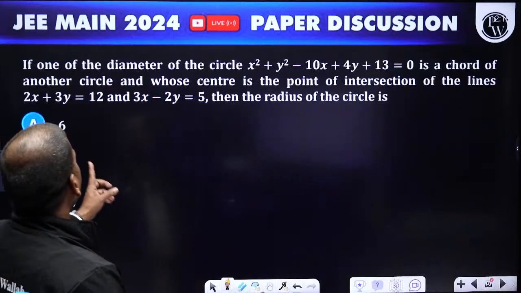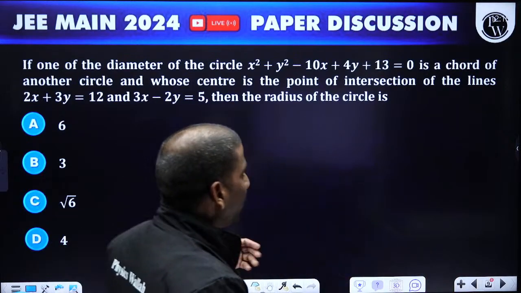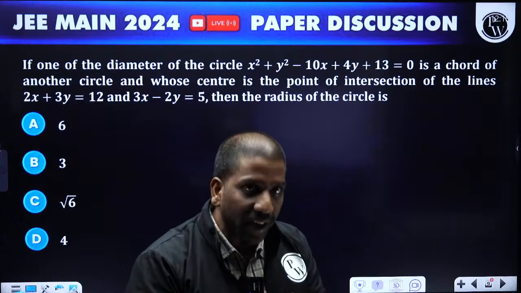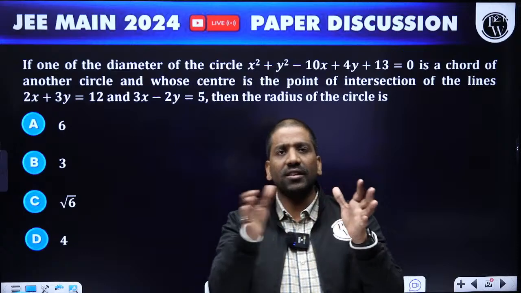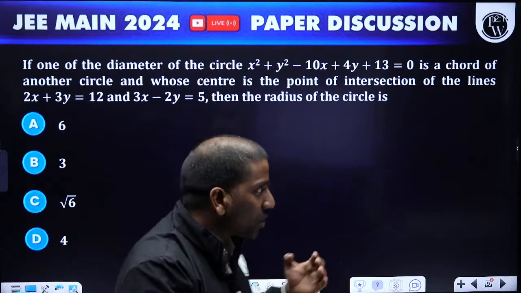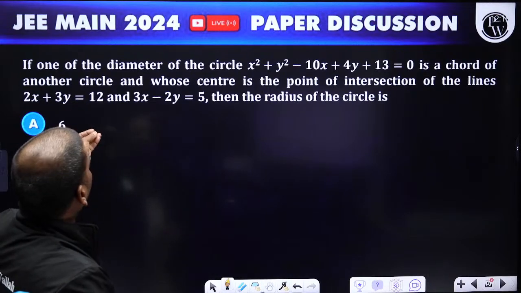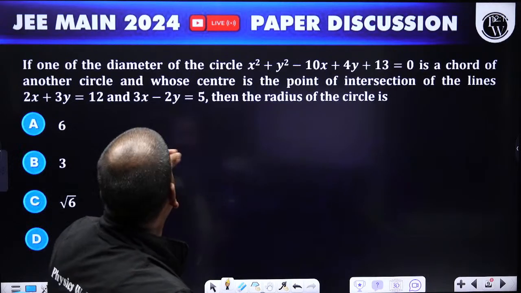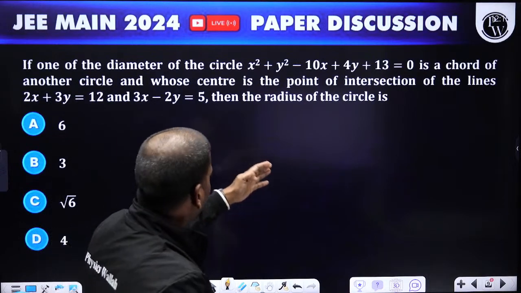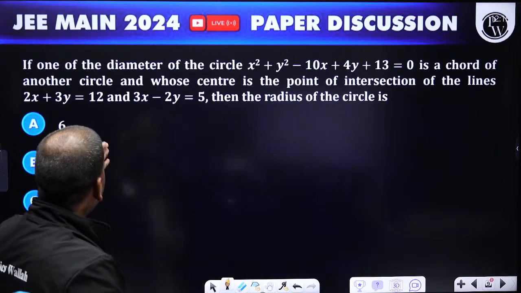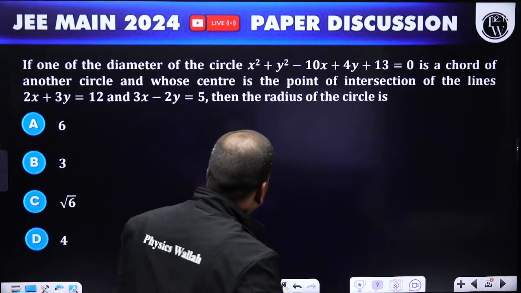Next. Now the question from circles, right? In circles, first we need to understand the given data, visualize if it is possible, then take a course of action. These are the 3 steps we follow always. So first let us read with our mind and heart both. If one of the diameter of the circle is a chord of another circle whose center is the point of intersection of the lines 2x plus 3y is equal to 12, 3x minus 2y is equal to 5, then the radius of the circle.